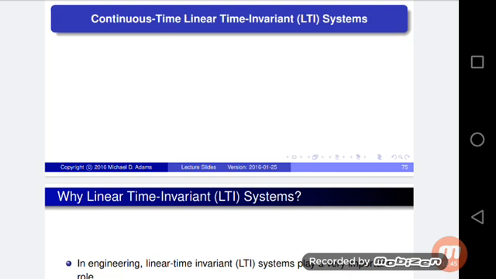Next one is LTI systems. Now we are entering one of the most important topics: continuous time linear time invariant. LTI system means linear time invariant.